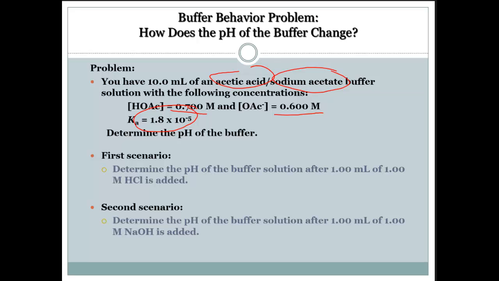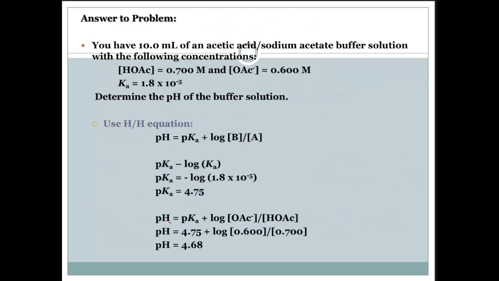The first scenario is to determine the pH of a buffer solution after 1 milliliter of 1 molar HCl is added. Then the second part of the question is asking you to figure out the pH of the buffer after 1 milliliter of 1 molar NaOH is added. Okay, so let's do this stepwise.